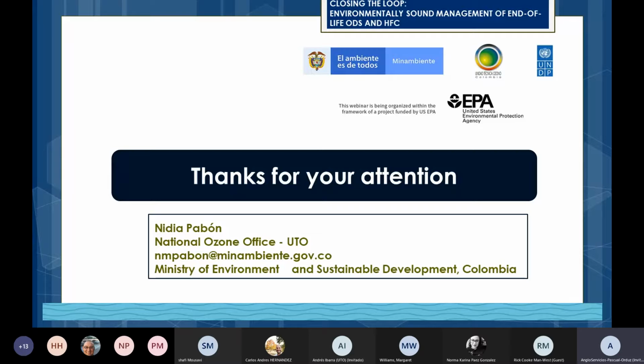And we have made progress to have the environmentally sound management of substances and equipment. We still need to explore more and assess other options. I believe something Margaret presented during her talk was very interesting, as one of the topics that Colombia will certainly be assessing and looking into.